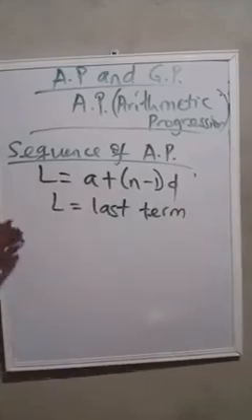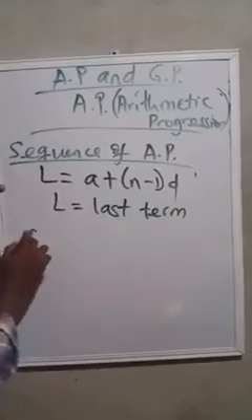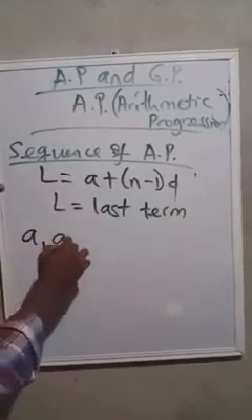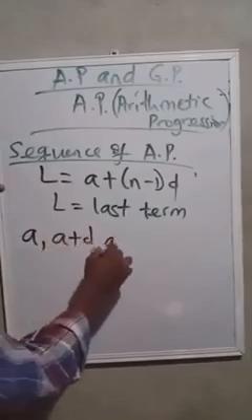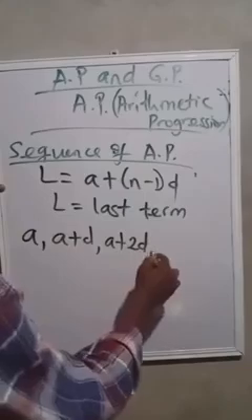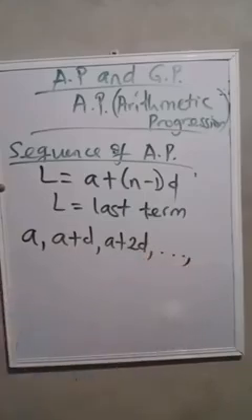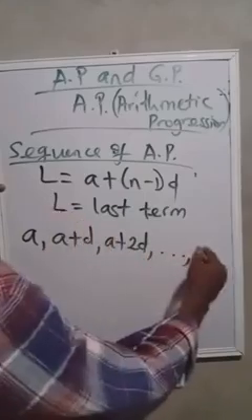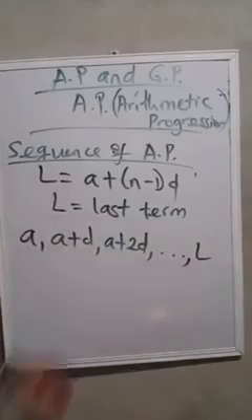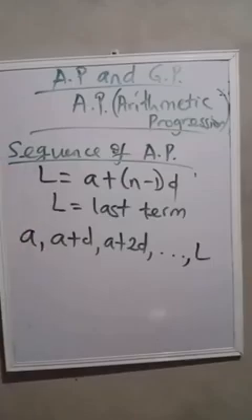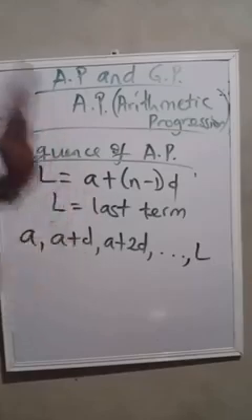So this is what we mean. Let's say we write our sequence. You write a, then we have a plus d, then a plus 2d. So it means we'll get to a point where we reach the last term, and that last term is what we refer to as L. That is what we are talking about here, and this is about the sequence of an AP.